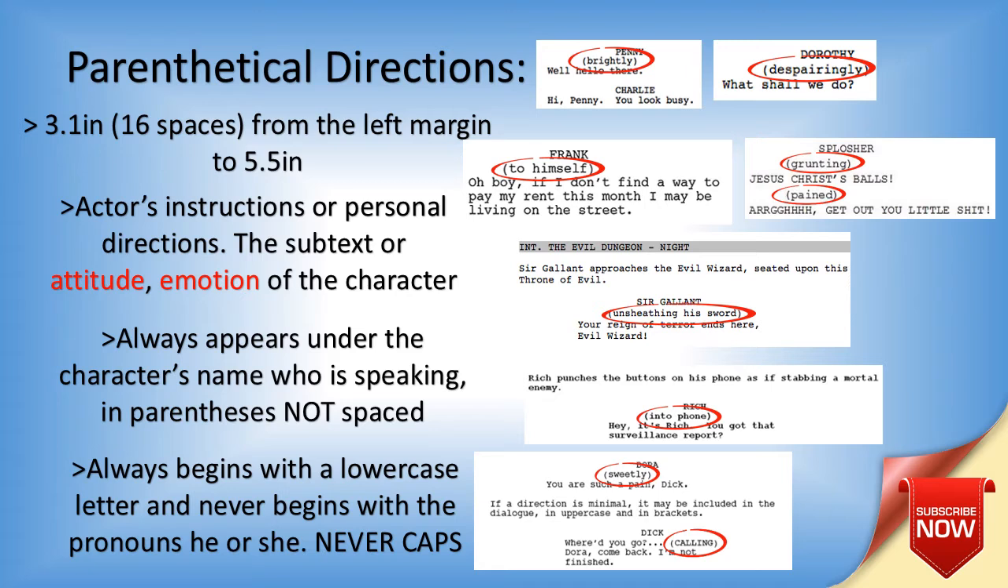If you want her to be angry, then in parentheticals, say angrily. Another example: Dick is talking and he's like, where'd you go, Dora? Come back, I'm not finished. So instead of saying it calmly, he's calling. He's like, where'd you go? Hey, Dora, come back, I'm not finished.